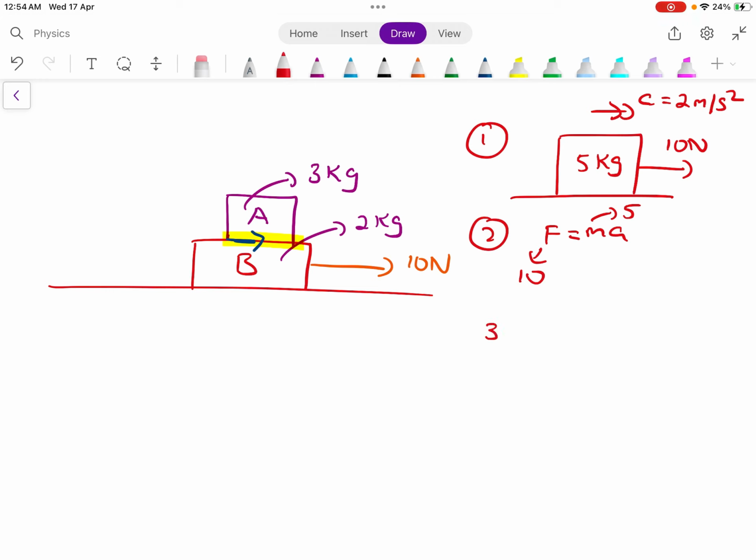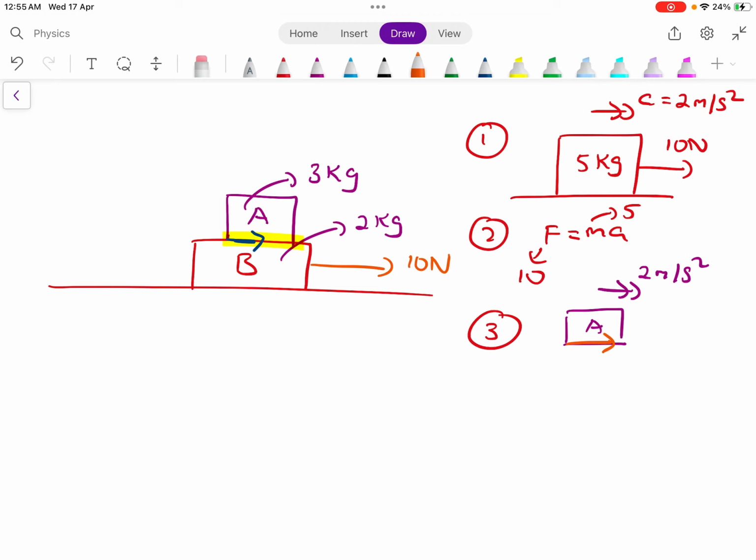Okay, third step, we turn back the clock. When we turn back the clock, we must go back to object A, meaning object A is on top. So object A is also moving at 2 meters per second squared, because everything must be moving at 2 meters per second squared so that they are moving together, right? So object A has a friction force towards the right-hand side.